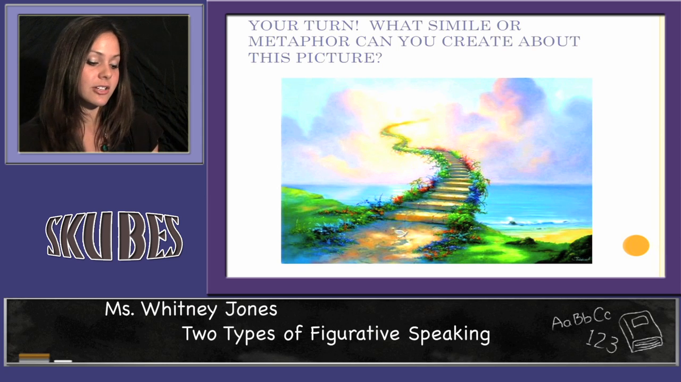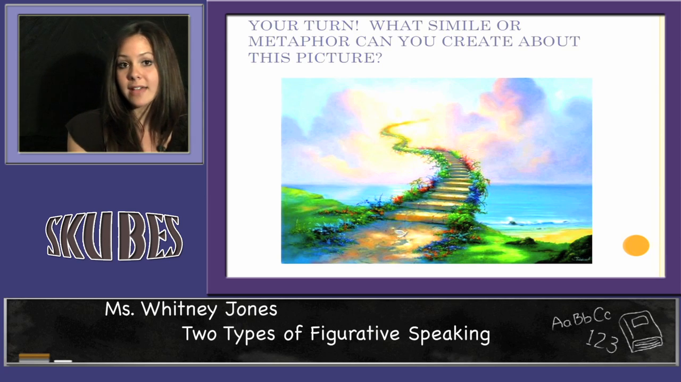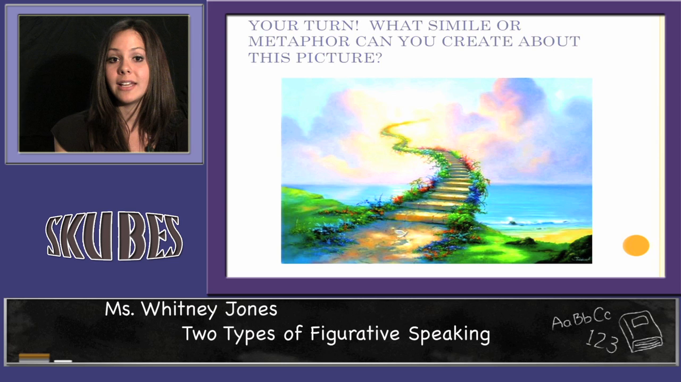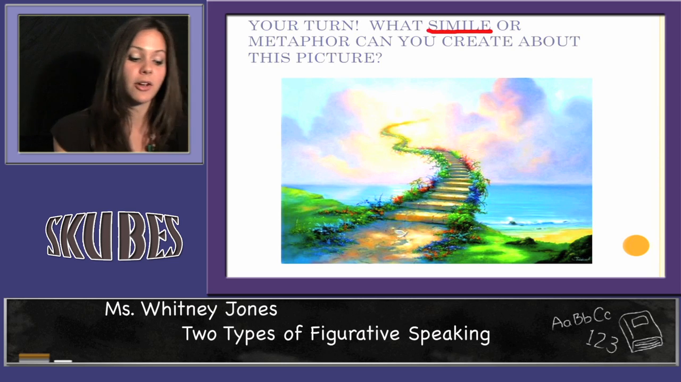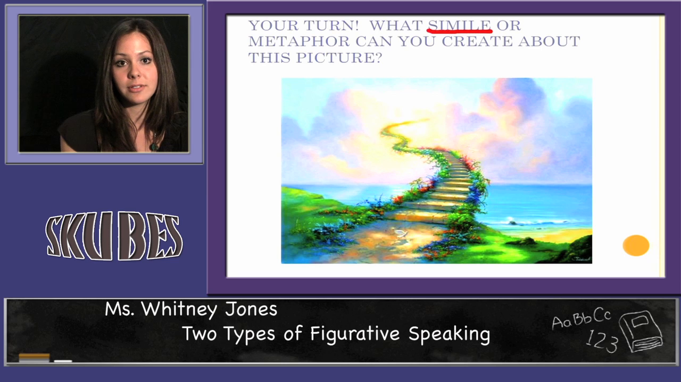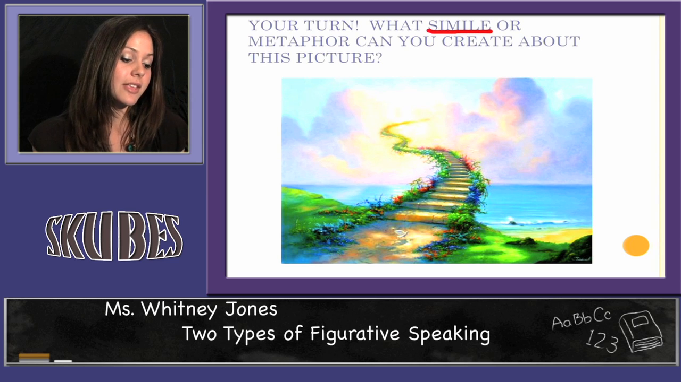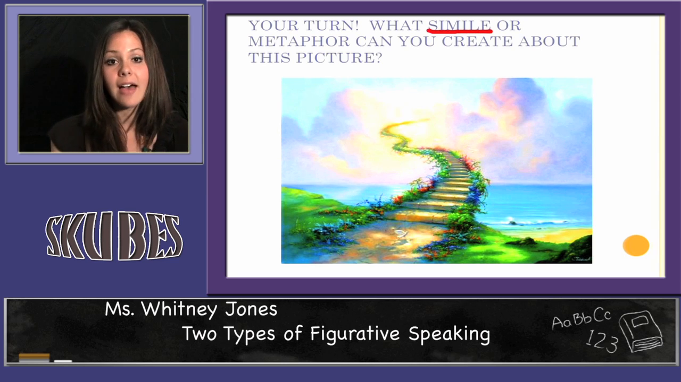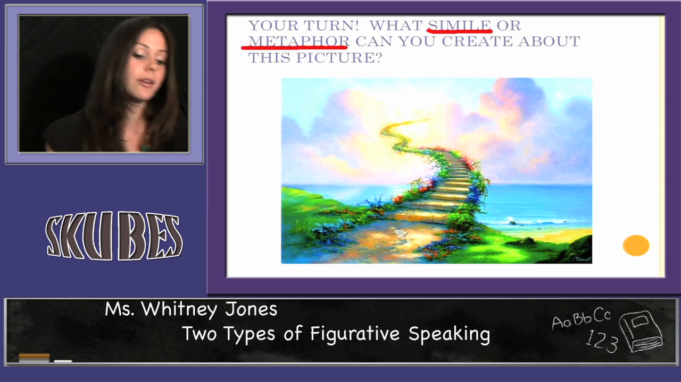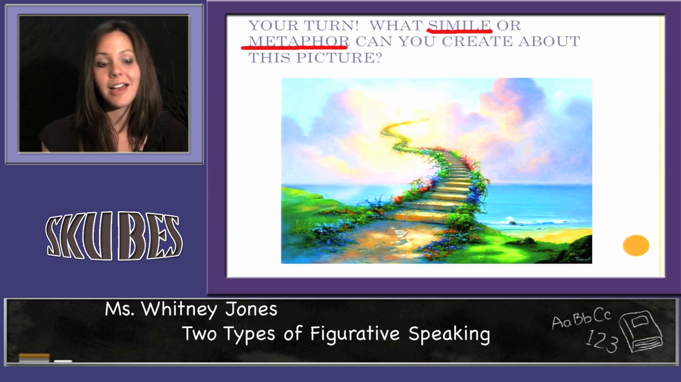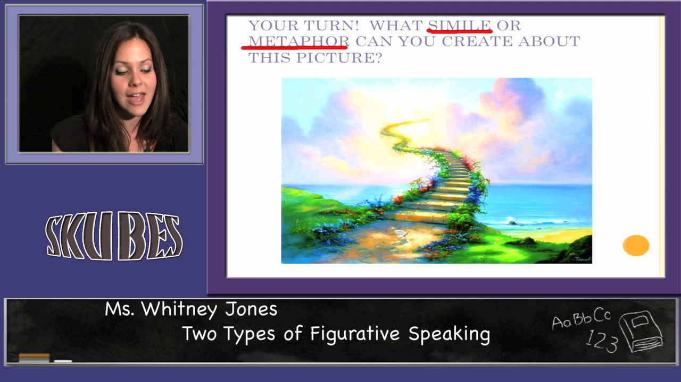The next picture, I can talk about the grass. The grass is green like an emerald. That's a simile because I compared the green grass to an emerald. I can also talk about the clouds. I can say the clouds are cotton candy. That's a metaphor because I compare clouds to cotton candy without using like or as.